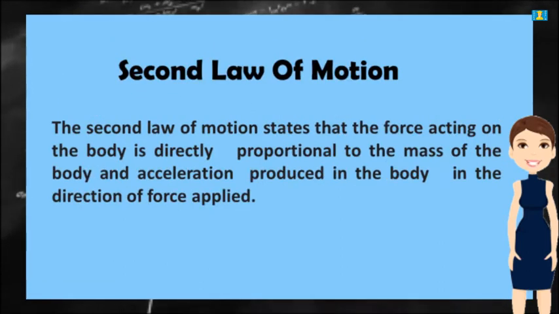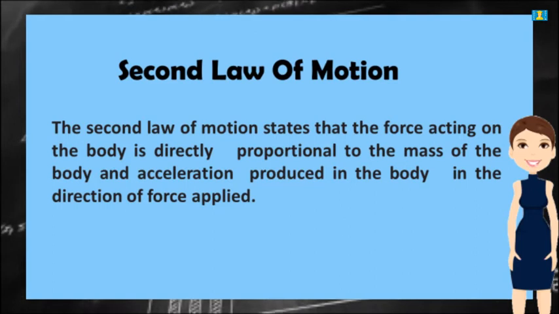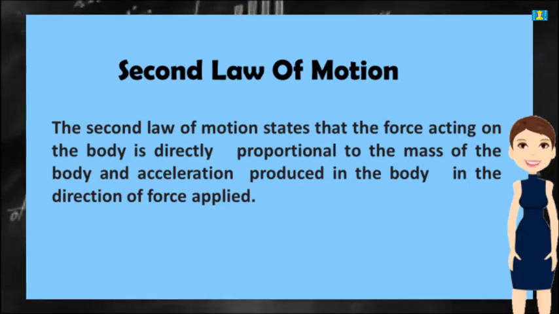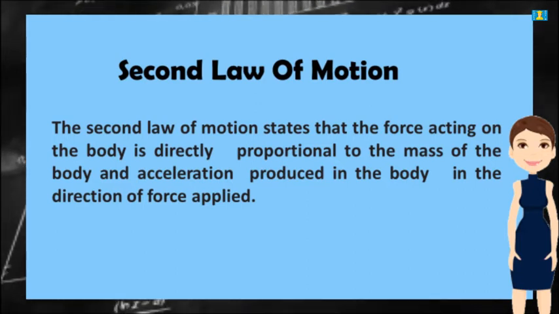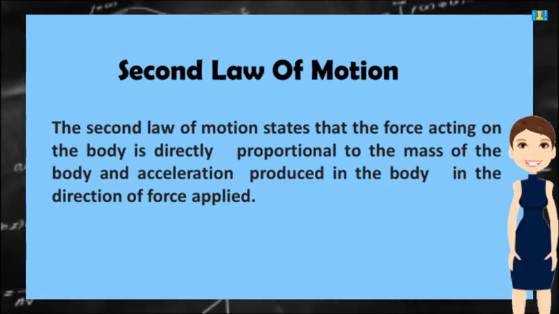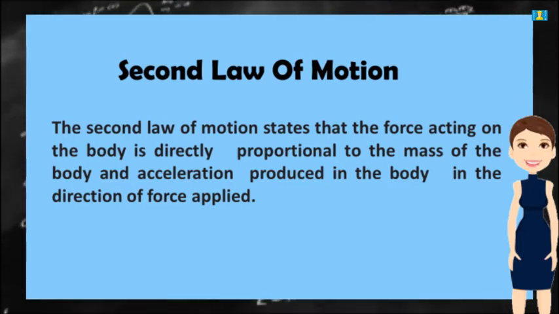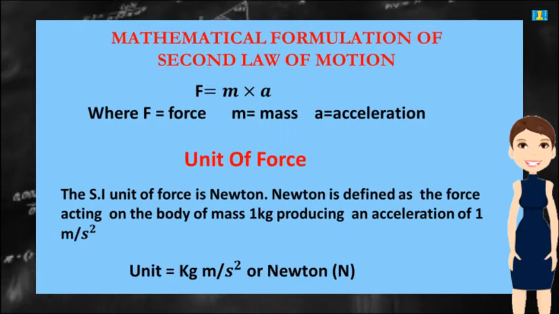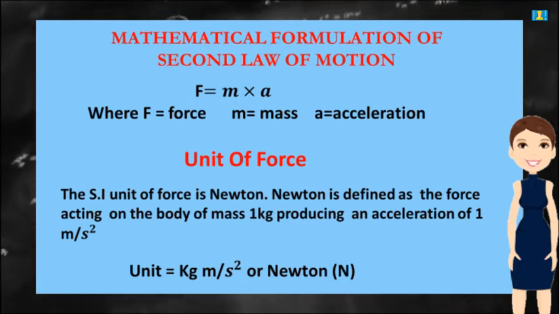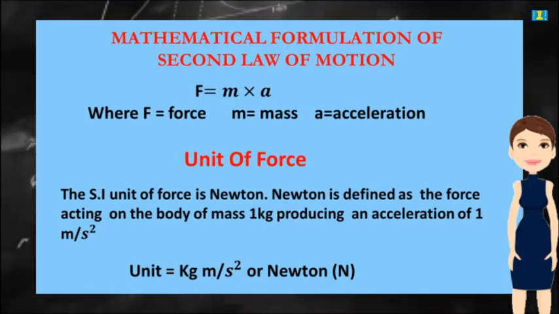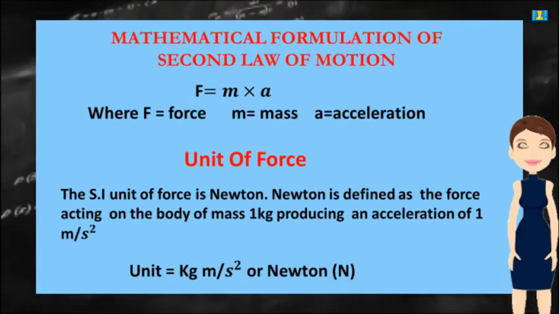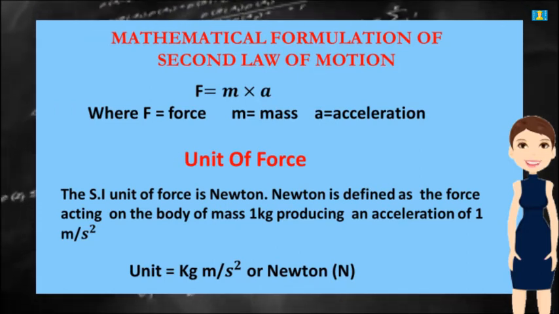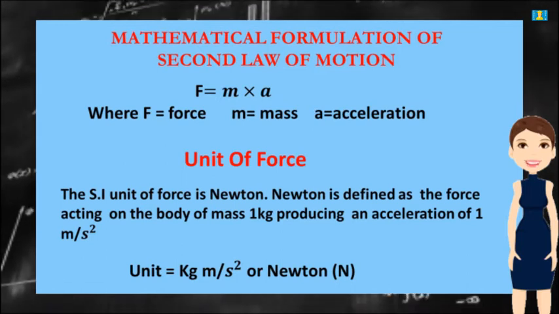Newton's second law of motion. The second law of motion states that the force acting on a body is directly proportional to the mass of the body and the acceleration produced in the body in the direction in which the force is applied. Mathematical formulation of the second law of motion: F equals m into a, where F is force, m is mass and a is acceleration.